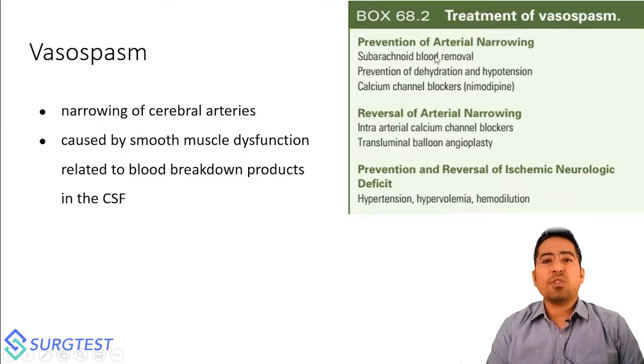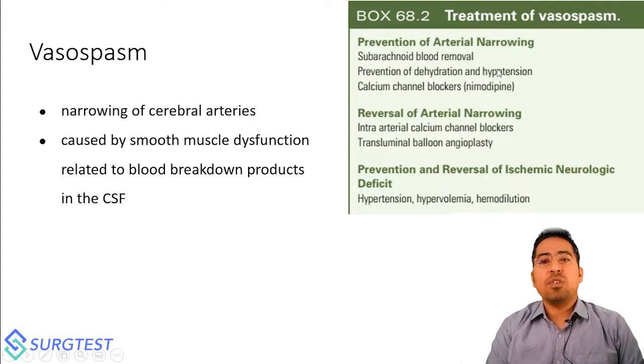How would you treat vasospasm? There are three main modalities. First, you will prevent the arterial narrowing, then you will have to reverse the arterial narrowing, and you will have to prevent and reverse the ischemic neurological deficit. In prevention of arterial narrowing, you will first remove the subarachnoid blood either by lumbar drainage or by EVD drainage. You have to prevent dehydration and hypotension.